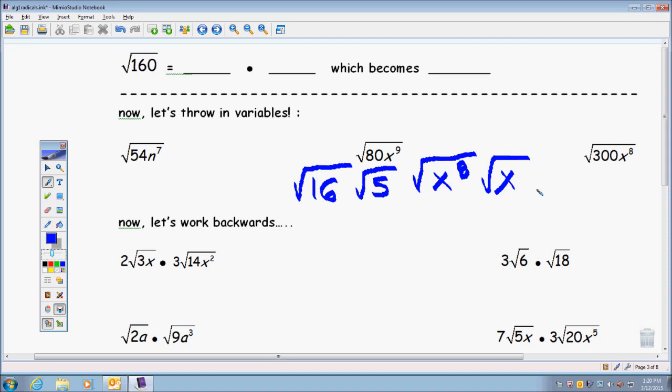So let's pull out everything that's perfect. That's 4. So 4 is on the outside. Anything that's a perfect square is outside. x to the 8th, cut it in half. So x to the 4th. And the two things that are not perfect are 5 and x. So they're going to go right here. 5 here and x here.